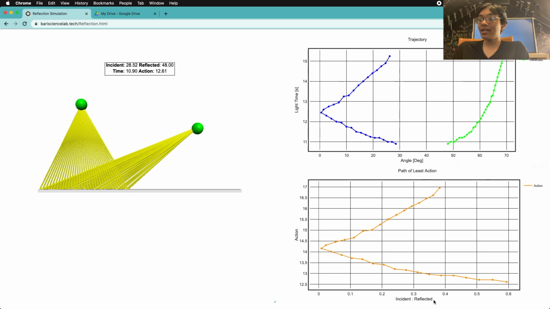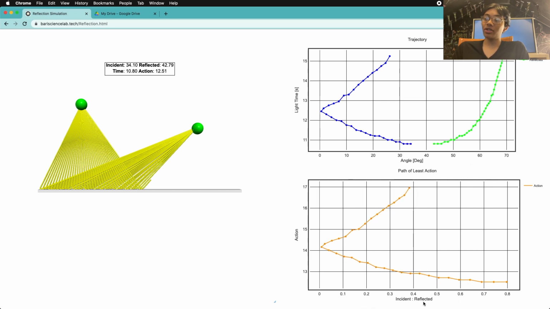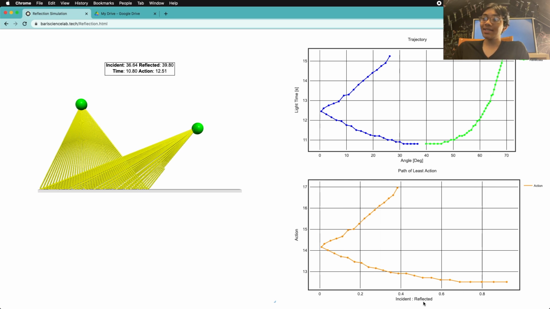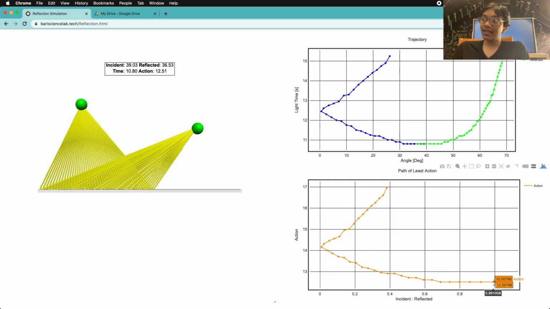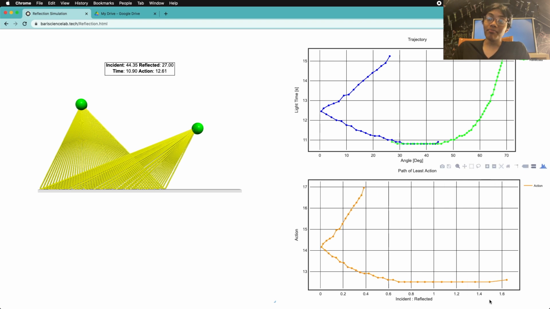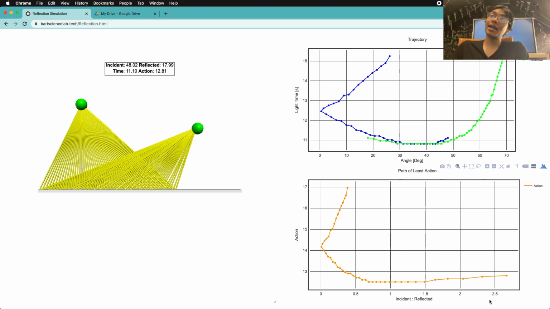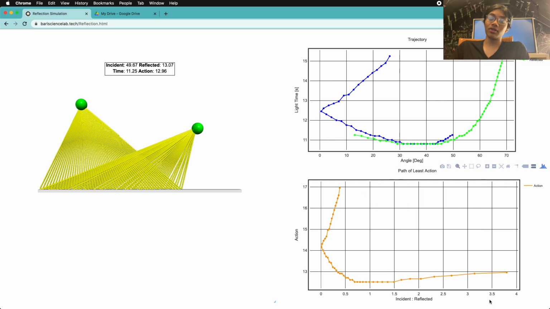In fact, the horizontal axis for this graph is the incidence to reflection angle ratio. So as that ratio approaches 1, and indeed you can see it has approached 1 right here, my action has become minimized. In other words, my action is minimized when my incidence and reflection angles are equal.